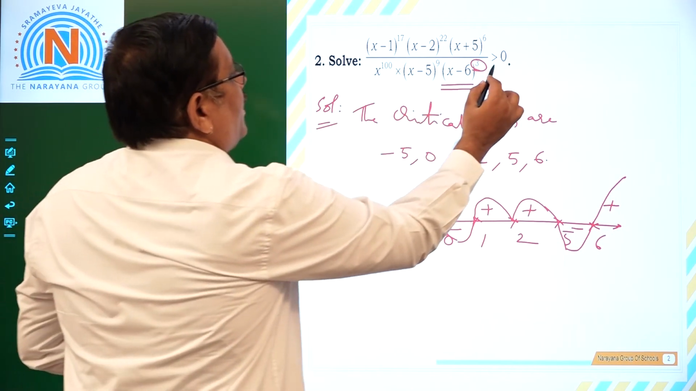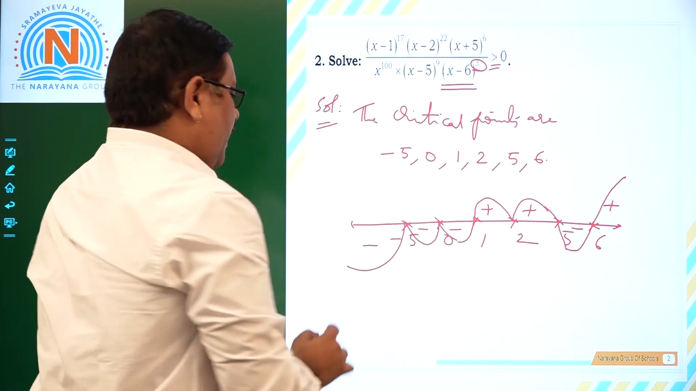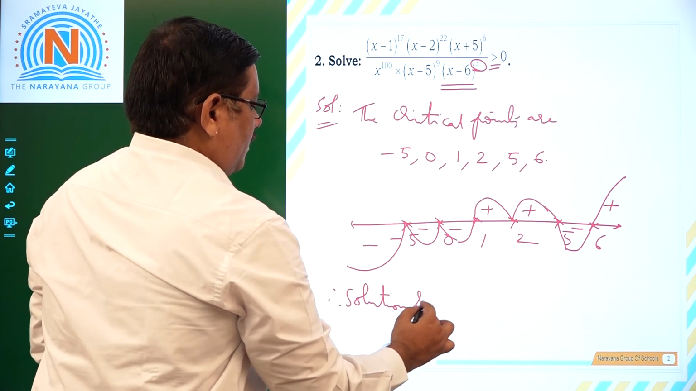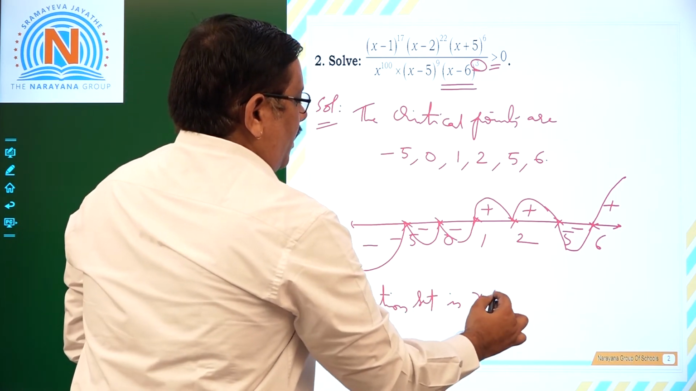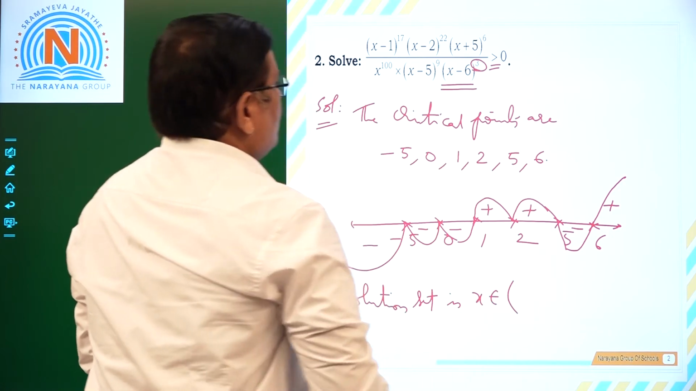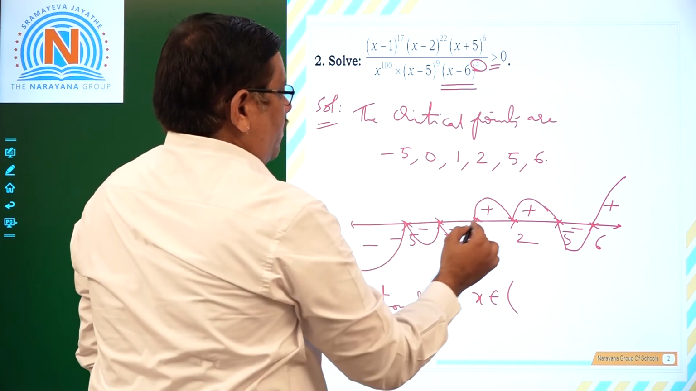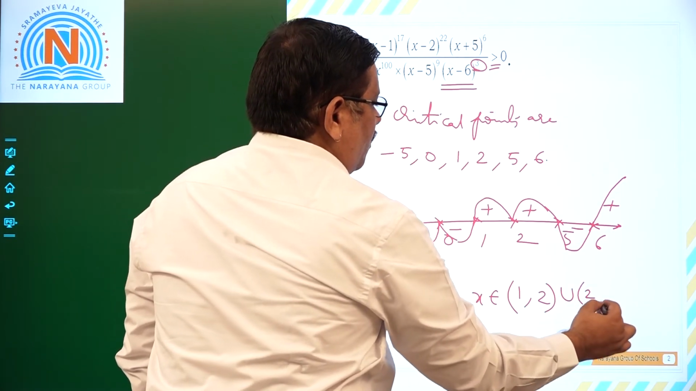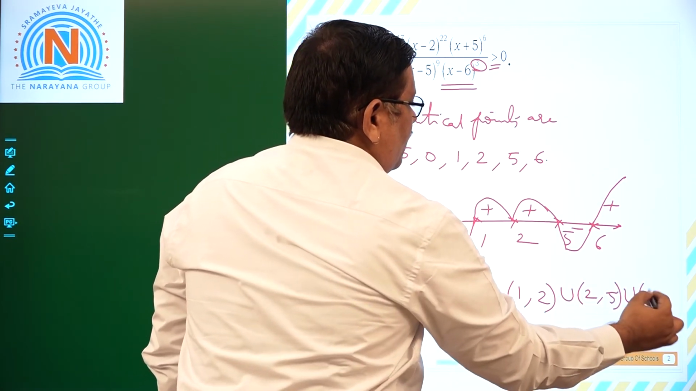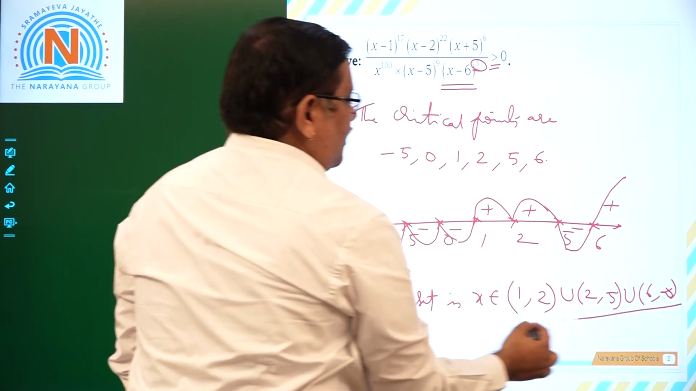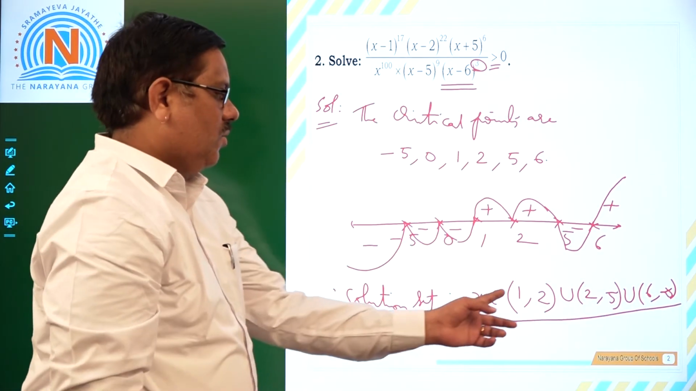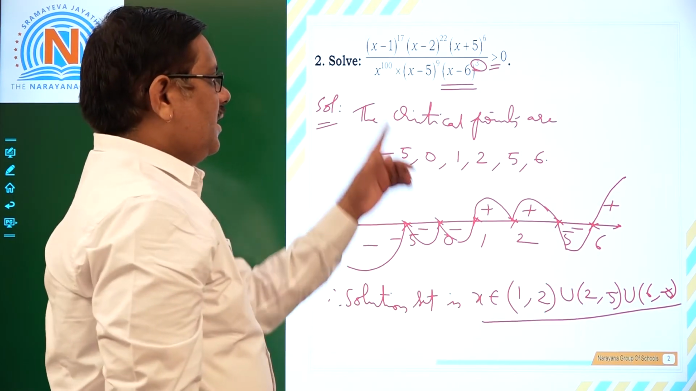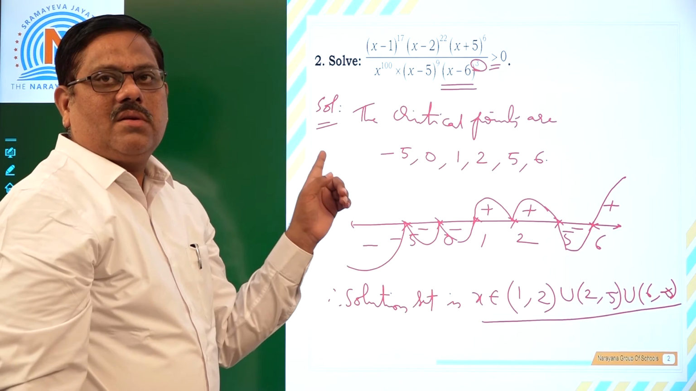Now here if you look at the inequality, it is a greater than inequality, therefore the solution set is x belongs to... Yes. Greater than means the positive region: 1 to 2, union 2 to 5, union 6 to infinity. This is the answer for this question. x belongs to 1 to 2 union 2 to 5 union 6 to infinity. That is the solution set for the given problem.